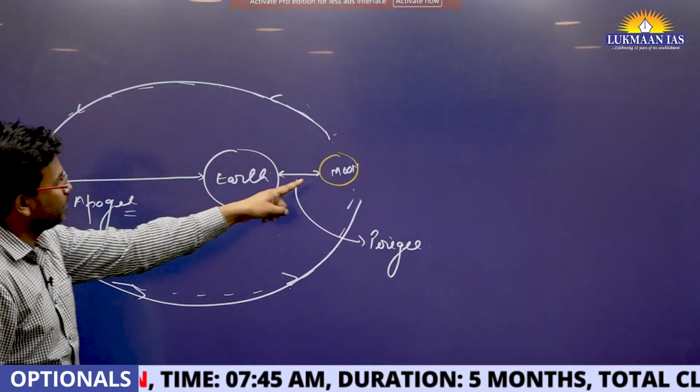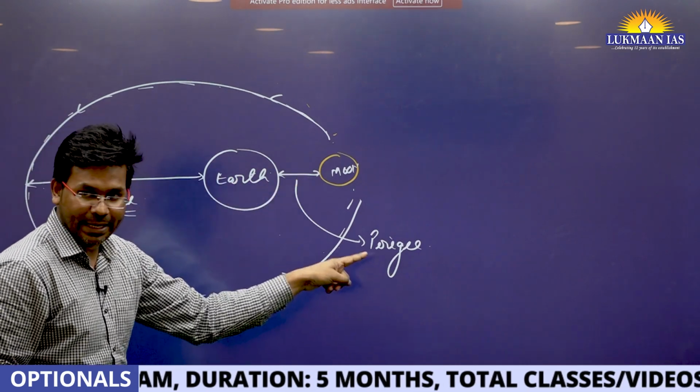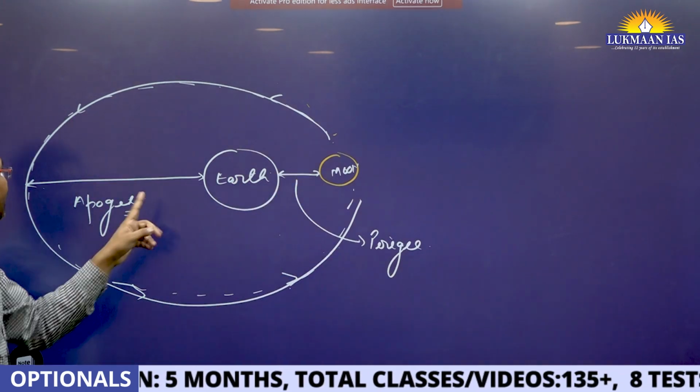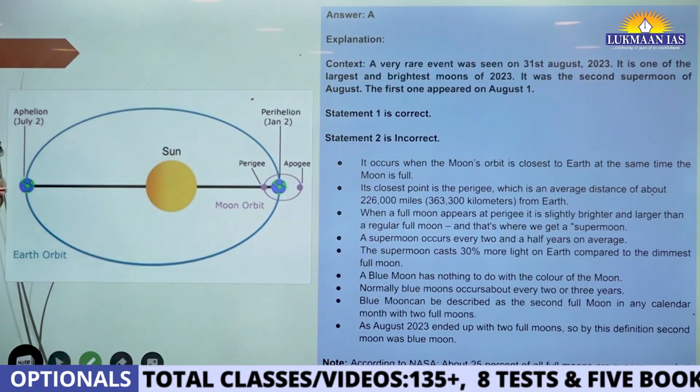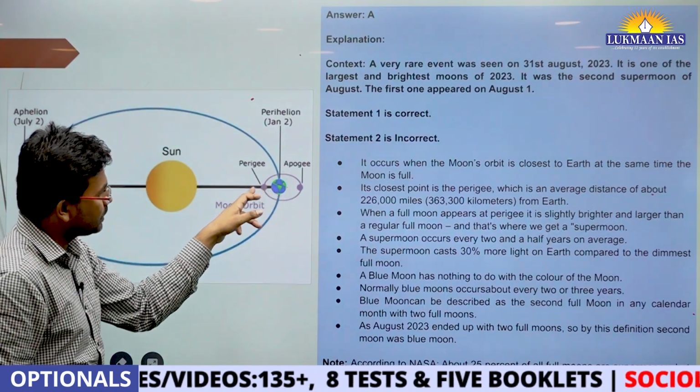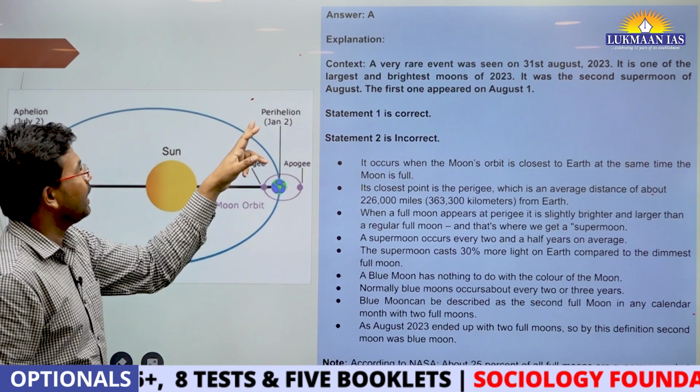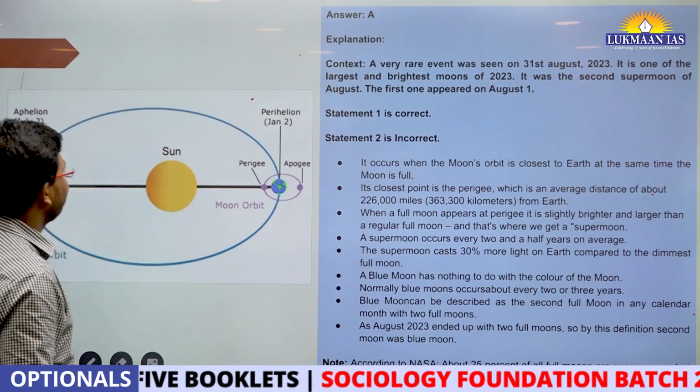So when moon is very close to the earth, this is perigee. When it is very far from earth, it will be known as apogee. So here when it is very close, moon is close, it is perigee, away apogee. Okay, so this is the thing.